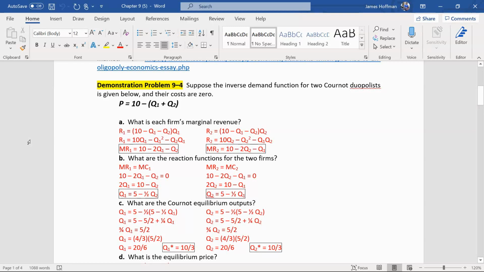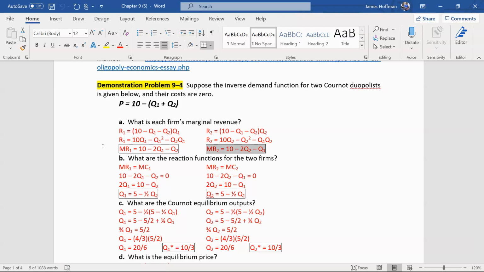Then distribute the Q2, you get 10Q2 minus Q2 squared minus Q1Q2, and then just differentiate that with respect to Q2 to get MR2. Okay, so you get 10 minus 2Q2 minus Q1. And you can see that both MR functions are similar, but it's kind of from the other perspective.